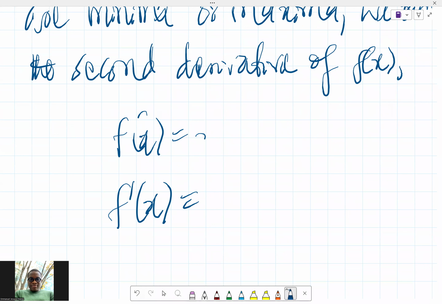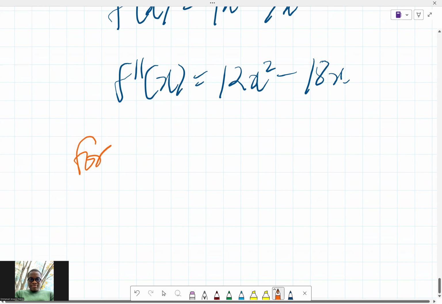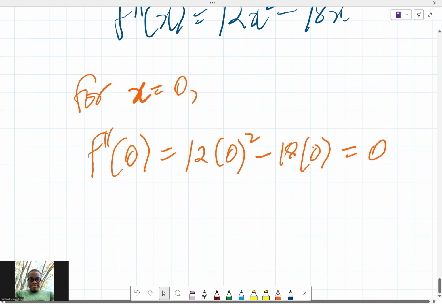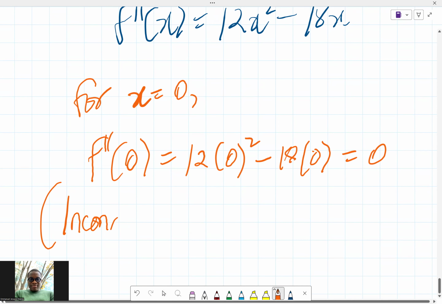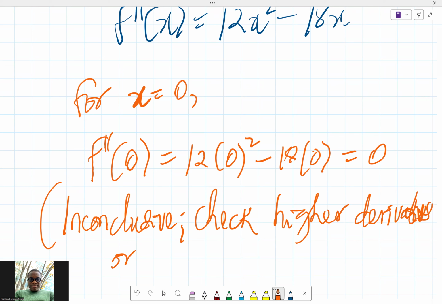So here now, we can evaluate. We have two critical points, x equals 0 and x equals 9 over 4. For x equals 0, f prime prime of 0 will be 12 into 0 squared minus 18 into 0, and all of that is 0. It is inconclusive. We don't really know if it is a minimum or maximum point. So we have to check higher derivatives or other methods to be sure of this.